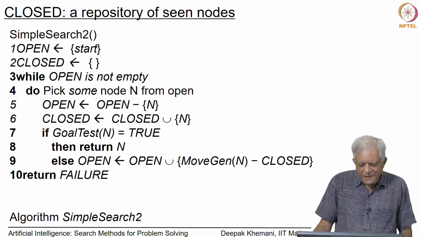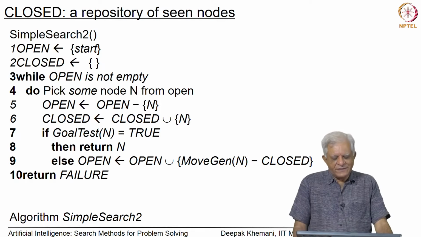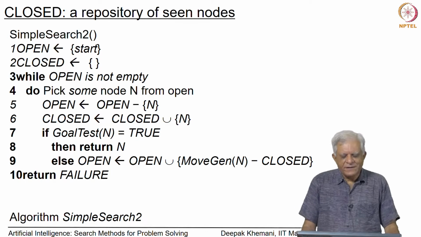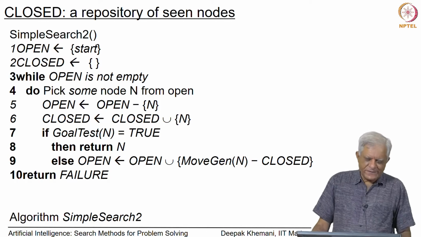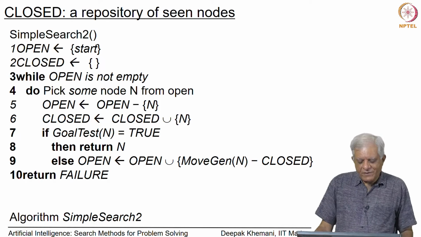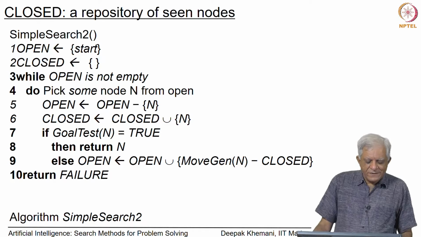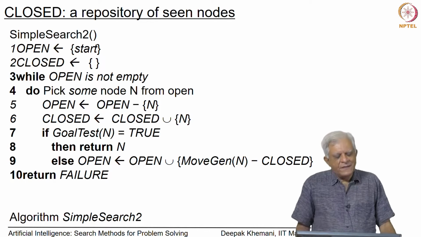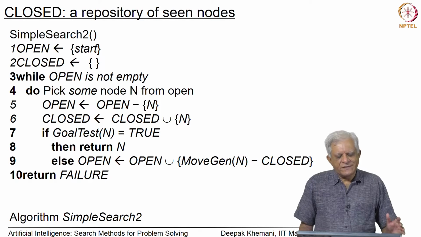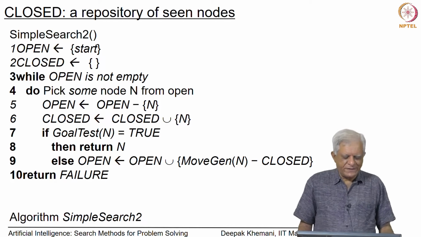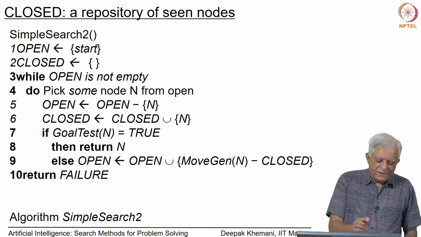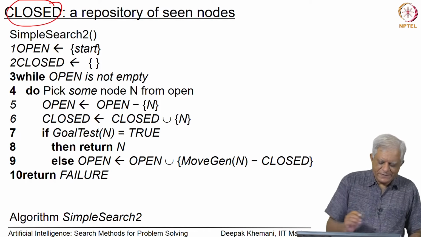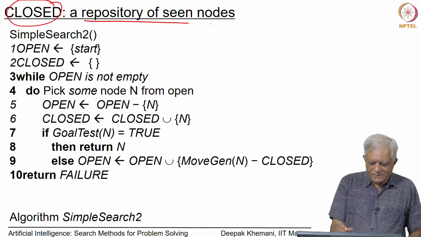So, what do we do? We decide that if we have visited a node once in the state space, we will not visit it again essentially, which means that if you have inspected a node and found that it is not the goal node, then never keep that as a candidate. How do we do that? We do that by maintaining another list, and this is a repository of seen nodes essentially.